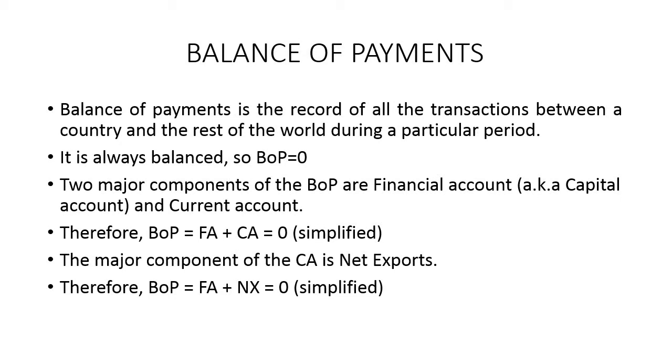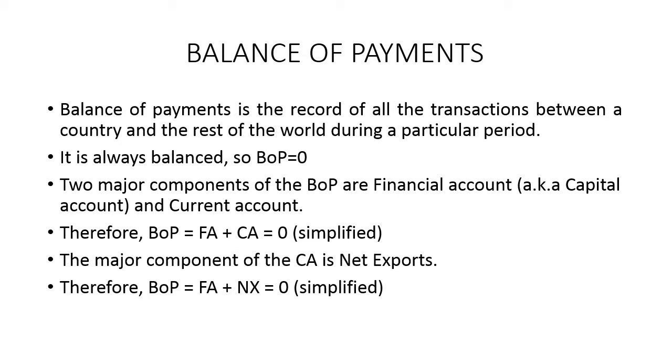If you forget about other minor items in balance of payments, the sum of these values is always equal to 0. So then it's easy to detect that surplus on financial account implies current account deficit and vice versa. Current account surplus implies financial account deficit.